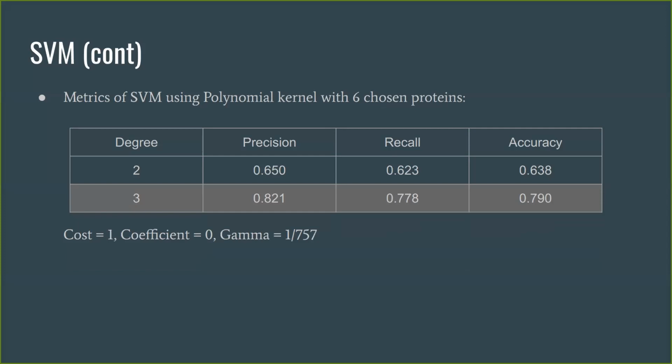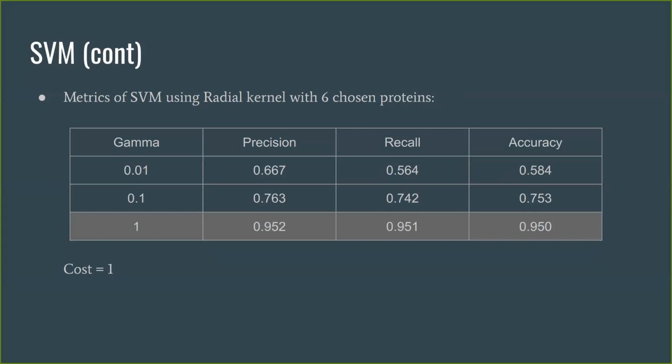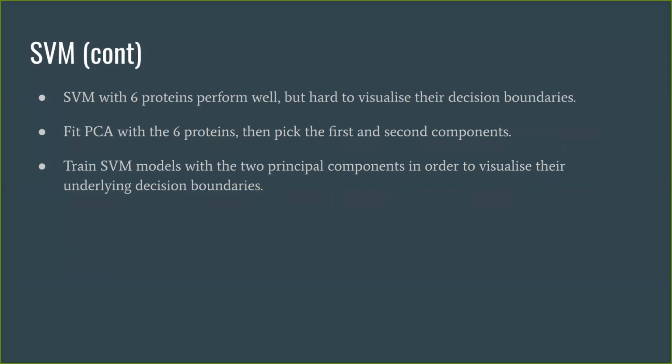For the polynomial kernel, we use degree of 2 and 3, and the polynomial with degree 3 performs the best. For the sigmoid kernel, we also choose gamma equal to 0.1 to be the best. And for the radial kernel, gamma equal to 1 performs the best among the three choices. So we can see that the SVM with 6 proteins performs quite well, but it is a bit hard to visualize their decision boundaries.